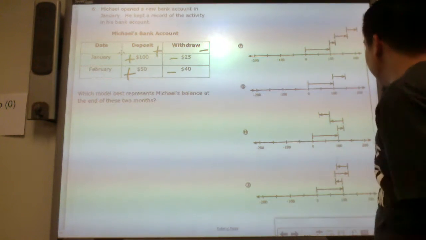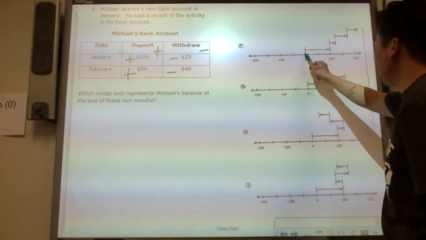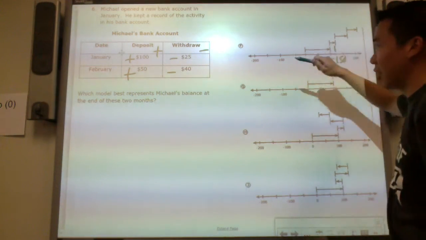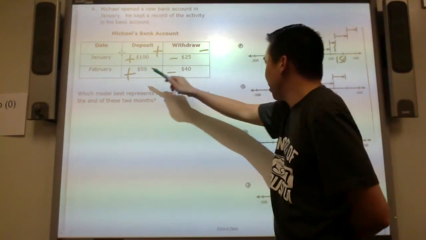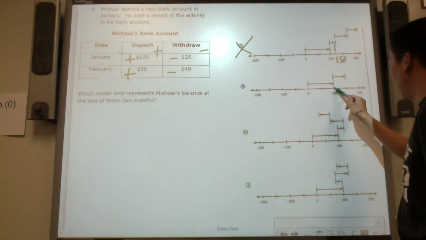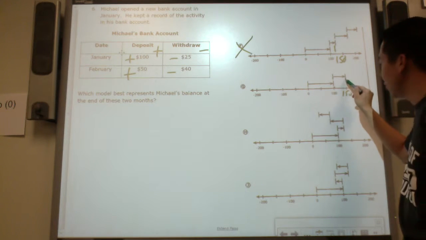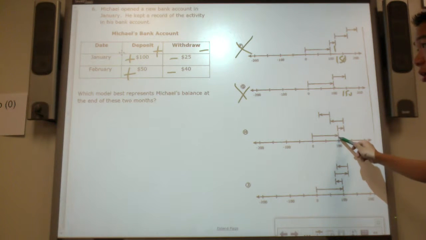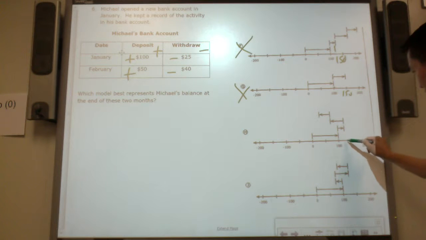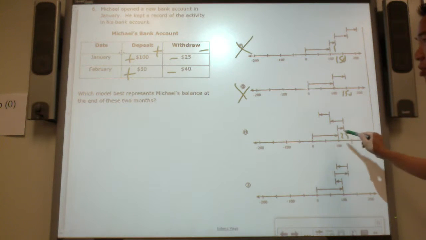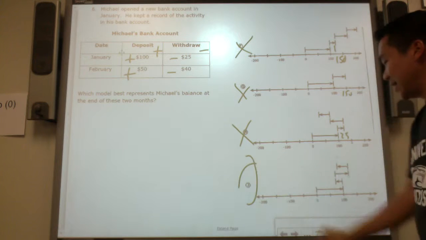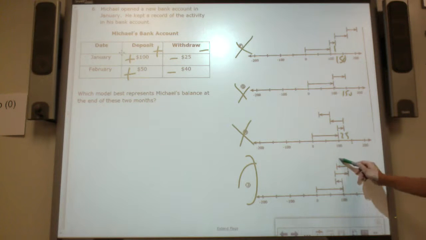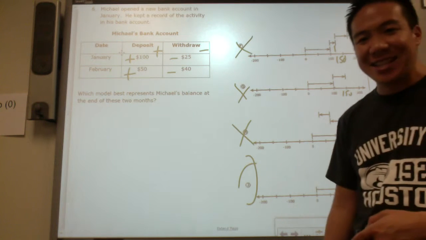Let's look at F. He put in $100. He put in another $50, $25. Wait, what about 50? Not F. He put in $100, he puts in $50, but he never took things out. Not G. He put in $100. He puts in, that's between $125. Not H. So J is the answer. He put in $100. He takes out $25. He put in another $50. He takes out $40. J is the only one that makes sense.